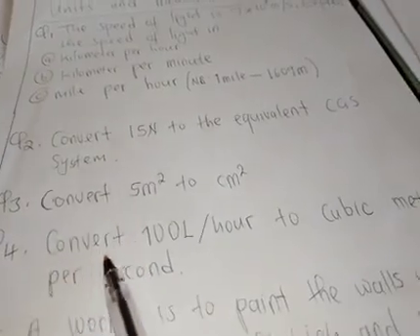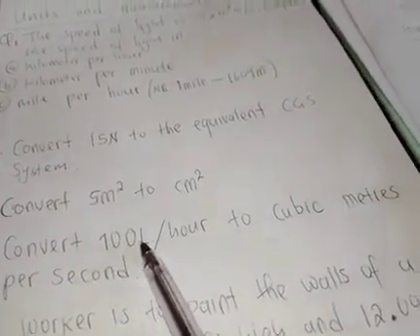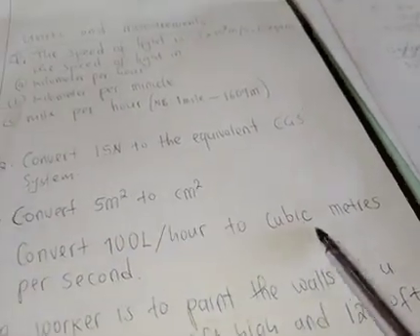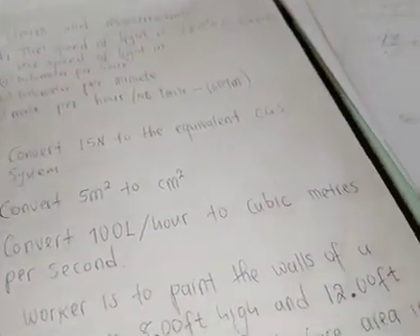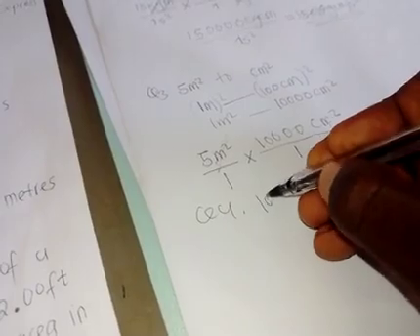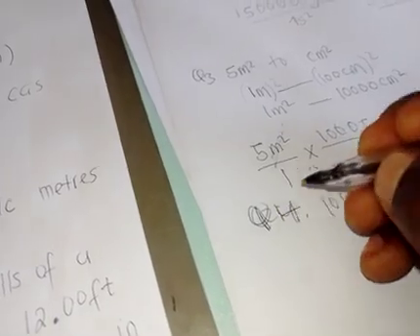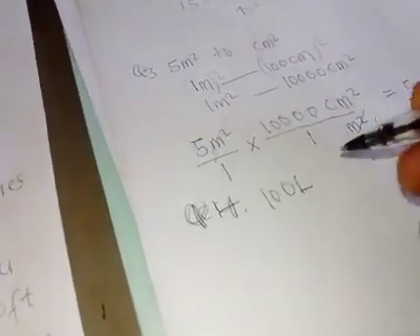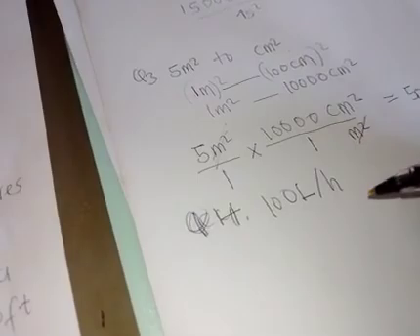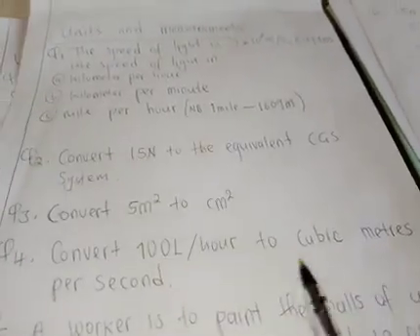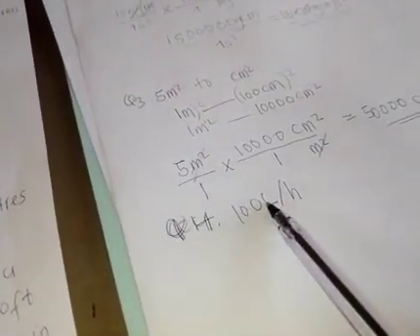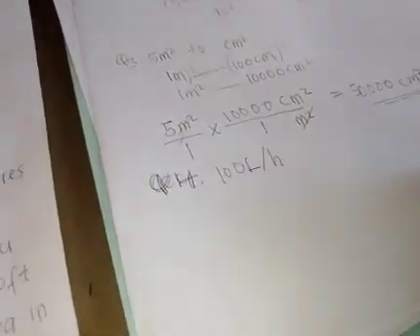We are saying convert 100 liters per hour to cubic meters per second. So this is question 4. We have been given 100 liters per hour, which should be converted to cubic meters per second. So meaning liters should be converted to cubic meters, then hours should be converted to seconds.